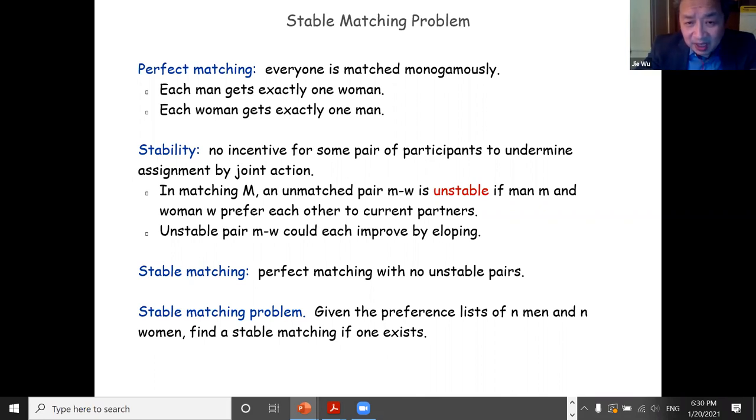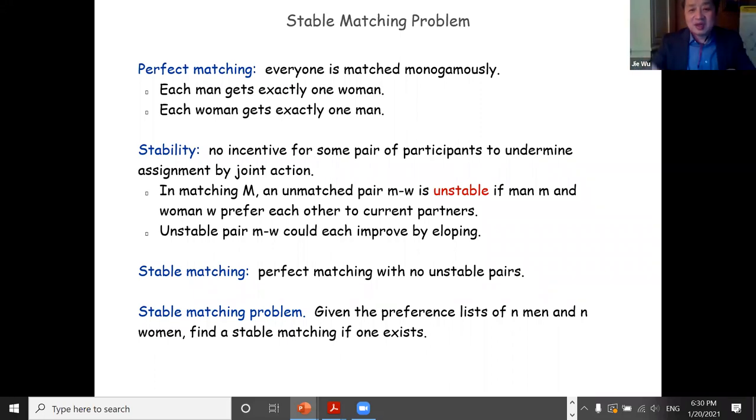Unstable means that if you have a pair, man and woman, this man and woman is unstable if a man and woman prefer each other to the current ones. So what does unstable mean? If you find a boy and girl who are not currently married to each other, suppose they're already married to others, and both of them prefer each other to their current partners, that's an unstable situation, correct?